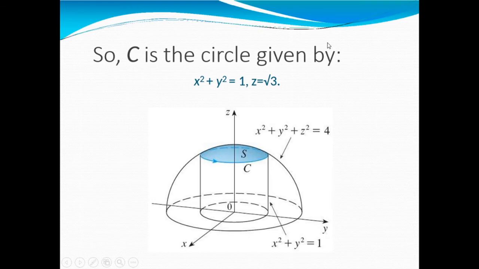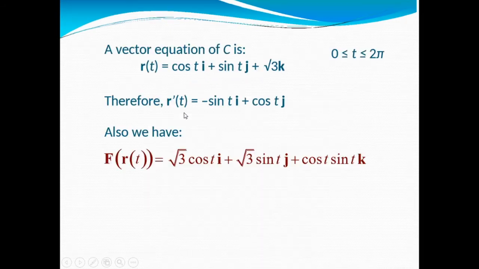So C is the circle given by the circle equation x square plus y square is equal to 1, which is the previous equation from the question, and now we have found the value of z, that is root 3. Now, a vector equation of C can be written this way: r of t is equal to cos t i plus sin t j plus root 3 k, where t lies between 0 and 2 pi. So these are the boundary conditions.